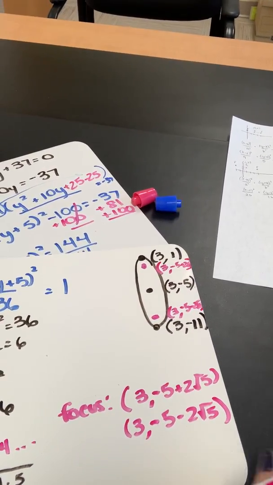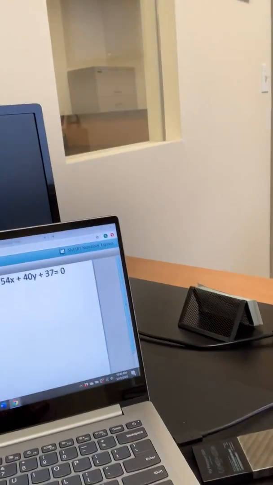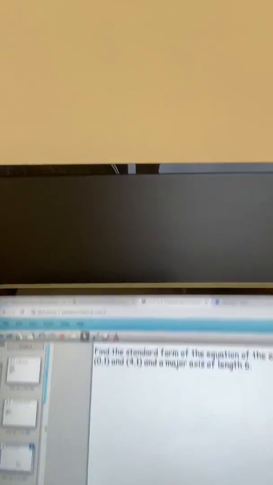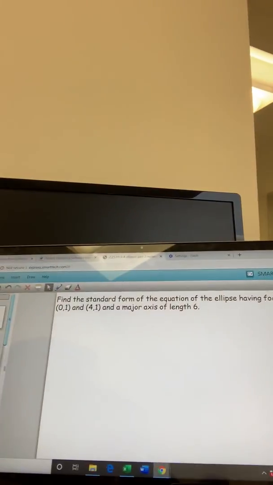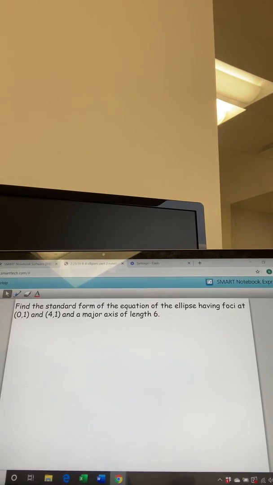Awesome. Okay, so let's jump into the next piece for today, which is really what I was aiming to get to, which would be the scenario type problem. So let me clear my board while you take down what you need. And this time I'm going to give you a couple of different pieces of information, and we're going to be looking for the standard form of the equation of this ellipse.